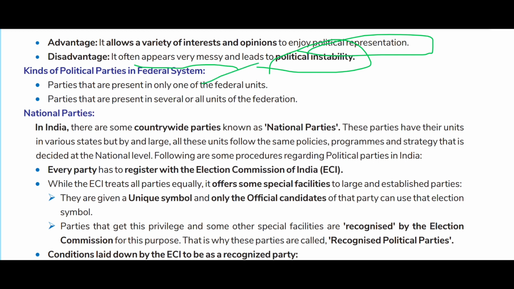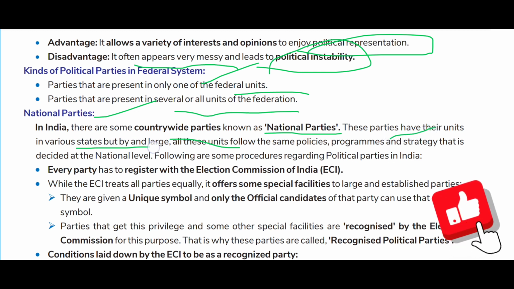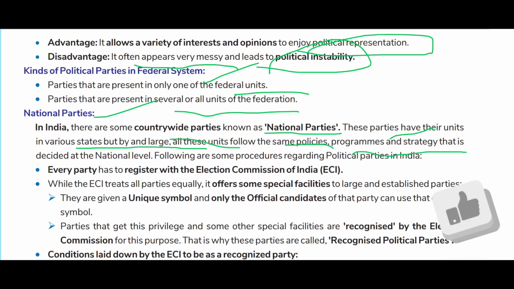Kinds of political parties in a federal system. Parties that are present in only one of the federal units. Parties that are present in several or all units of the federation. National parties. In India, there are some countrywide parties known as national parties. These parties have their units in various states, but by and large, all the units follow the same policies, programs, and strategy that is decided at the national level.